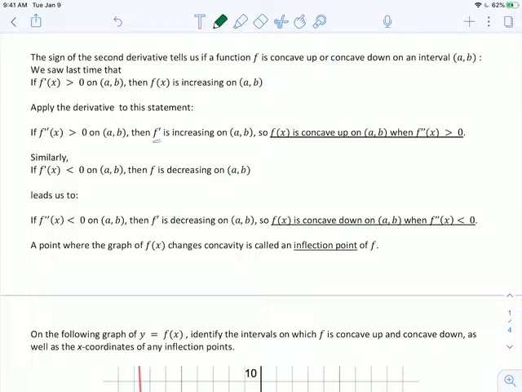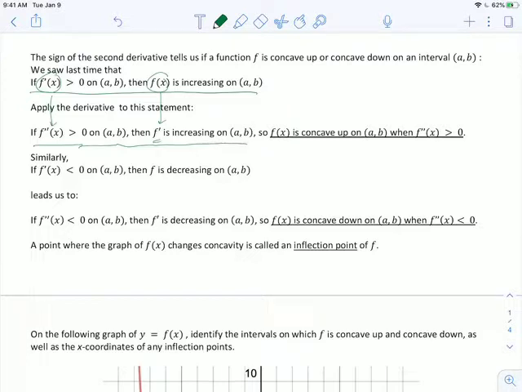Last time, in the previous section of the text, we saw this statement. If the derivative of a function is positive on an interval, then the function is increasing on that interval. But what happens if I take the derivative of the function in that statement? Then f prime is going to become f double prime, and f is going to become f prime. And so I would get the statement, if f double prime of x is positive on an interval, then the derivative is increasing on the interval.